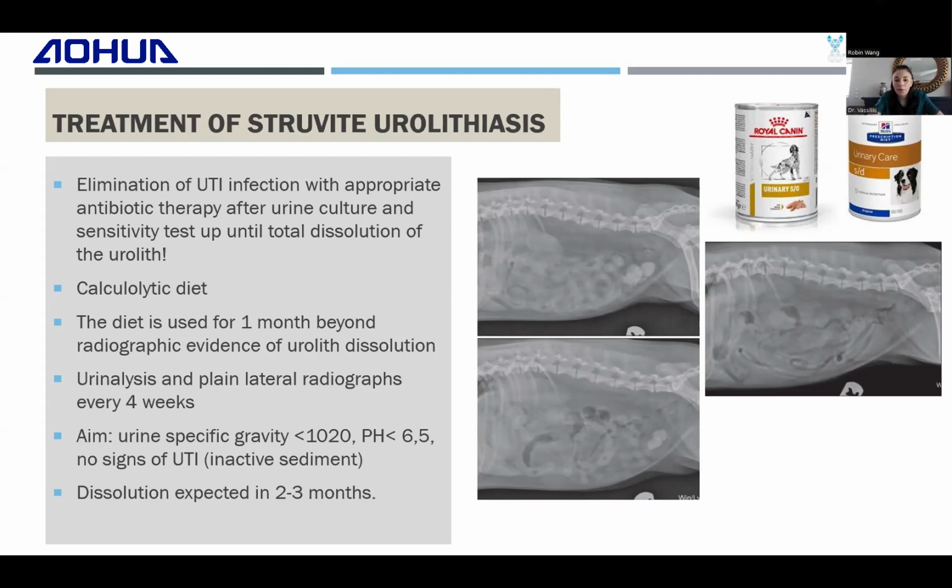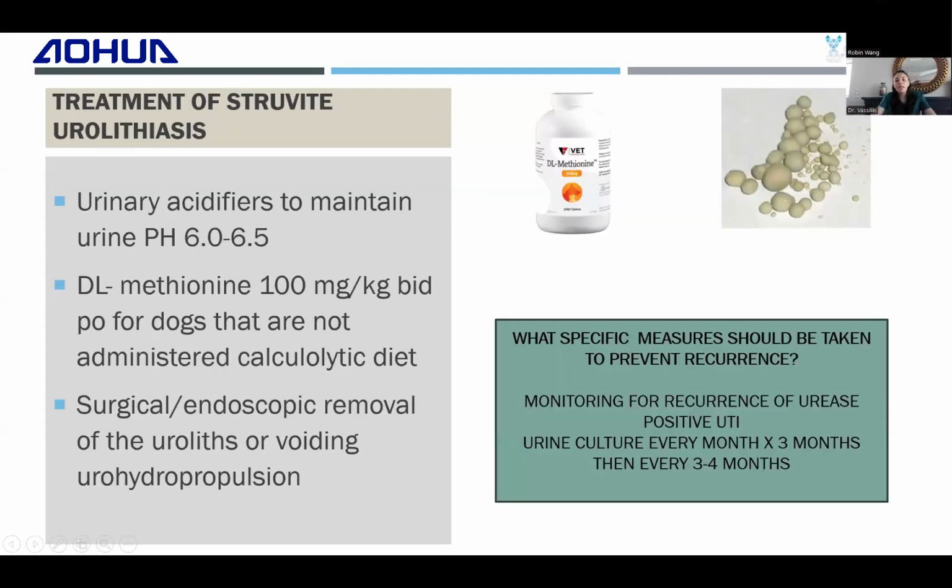This is very, very important. The full dissolution is expected in 2 to 3 months in most of the patients. Okay, what else can I do? Can I use urine acidifiers? I rarely have used DL-methionine. Rarely have I used it.